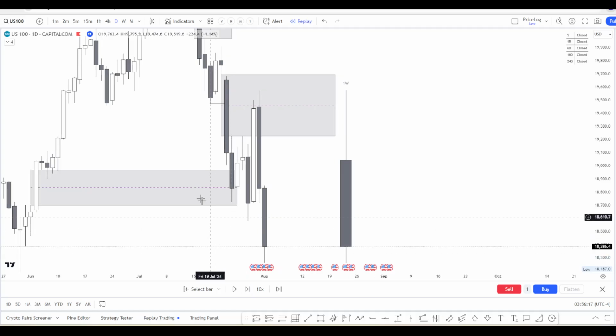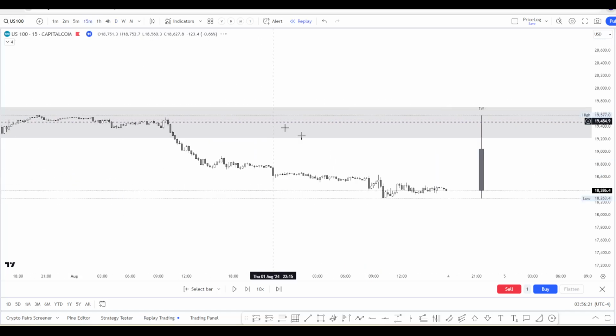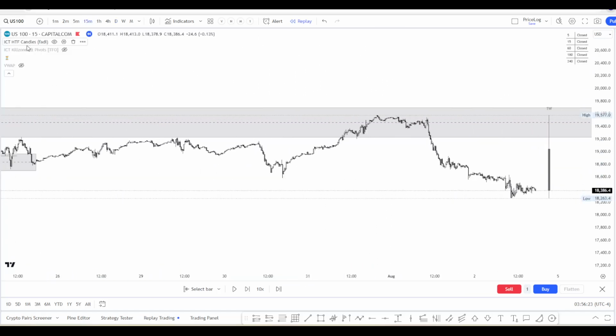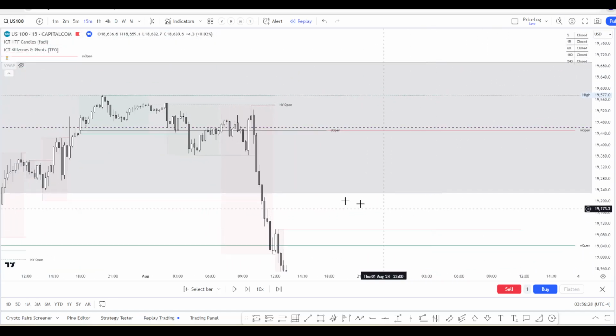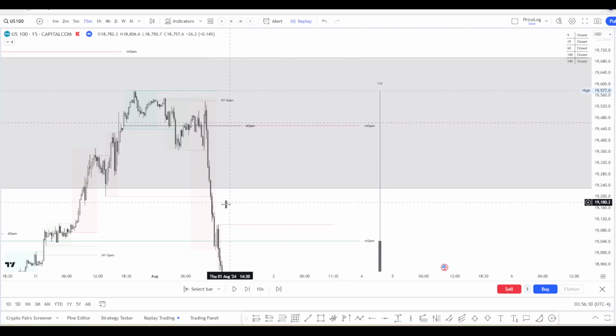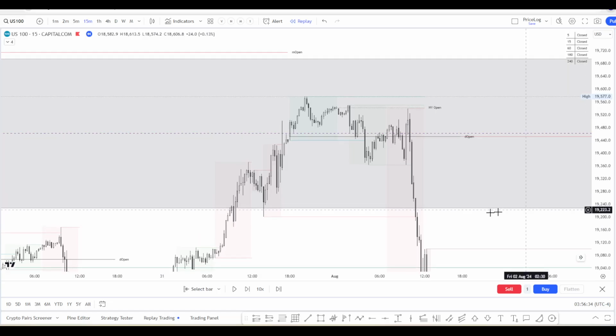Does that make sense? Back down. Look at the sessions. We know that we want to see if we can short from this daily fair value gap because we were bearish on that day, creating that top wick on the weekly.